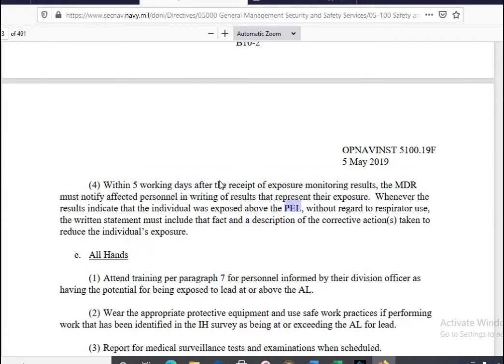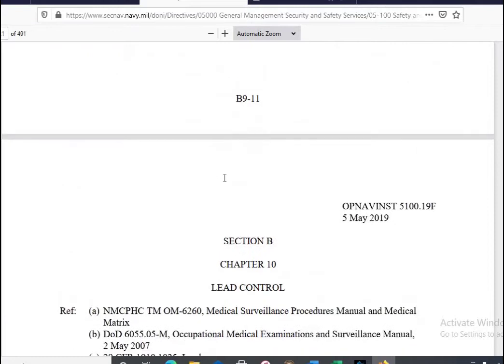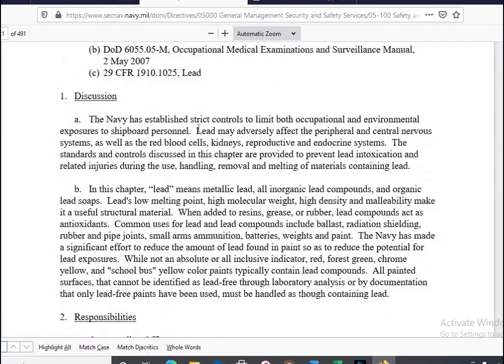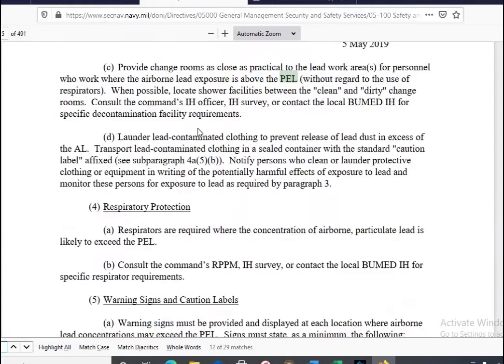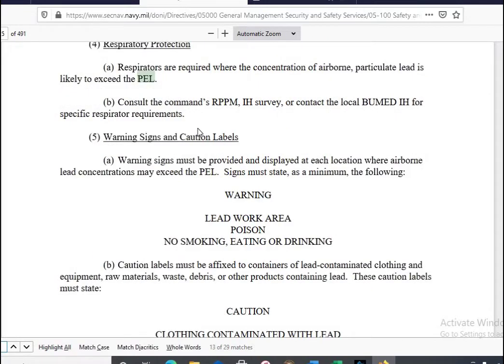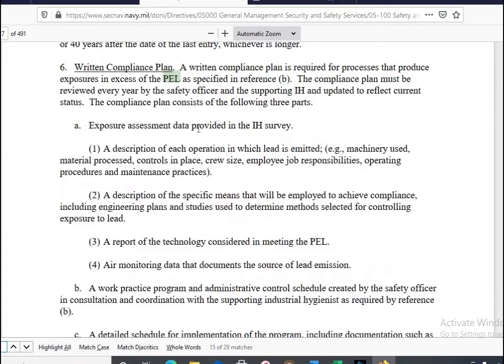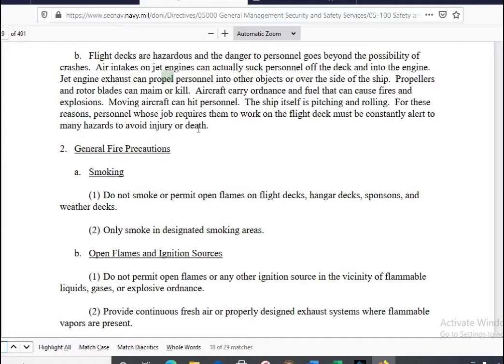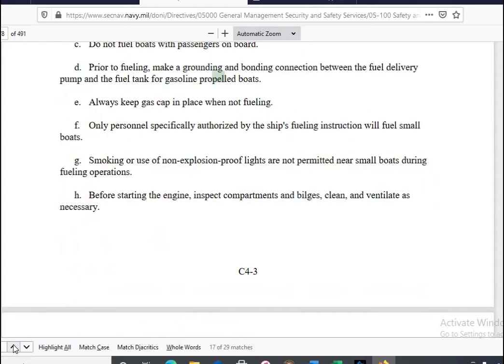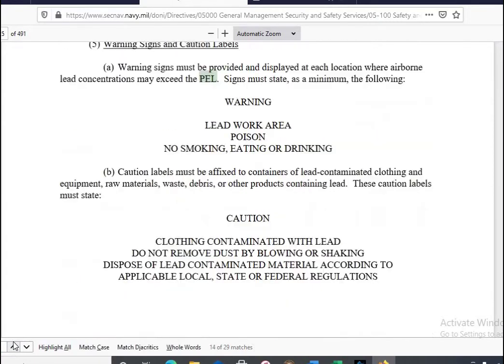PEL is an acronym that I did not see earlier in this instruction. Let's see if we can find it. So Control F, PEL. I don't see that defined anywhere, which is really weird. I just Controlled F in this entire chapter, and that did not show up.